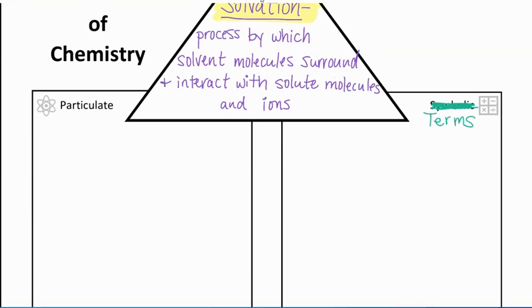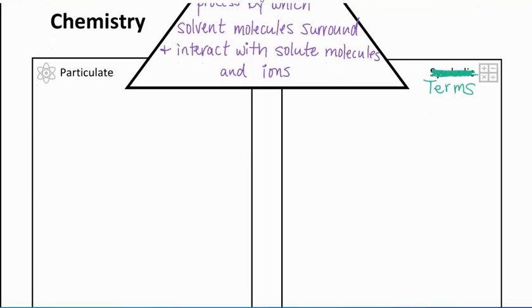We're not going to look at solvation symbolically, but we do have 3 definitions that we need to make sure that we get down before we can really talk about solvation and solutions. So the first one is solution. And we're going to define this as a homogeneous mixture. Remember, that means that if this is homogeneous, we've got one phase that we can see from top to bottom in our mixture. It's going to look the same all the way throughout.